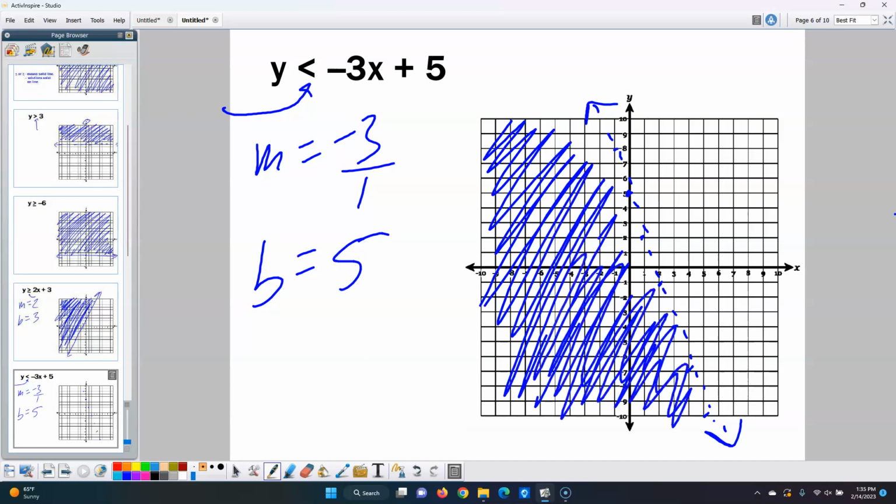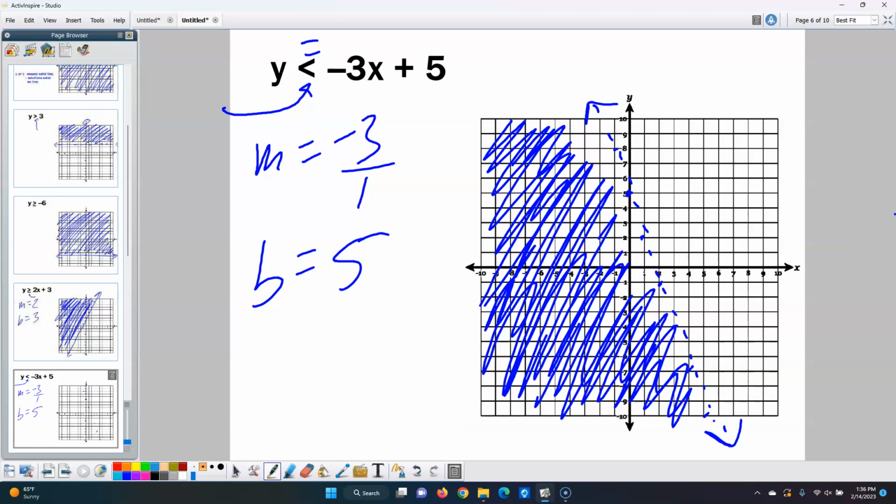And shading, what does that mean? That means that all of these points that I just shaded would be solutions to that inequality. When you graph something just boring, like if it said y equals -3x plus 5, then it would be all the things that were on that line.